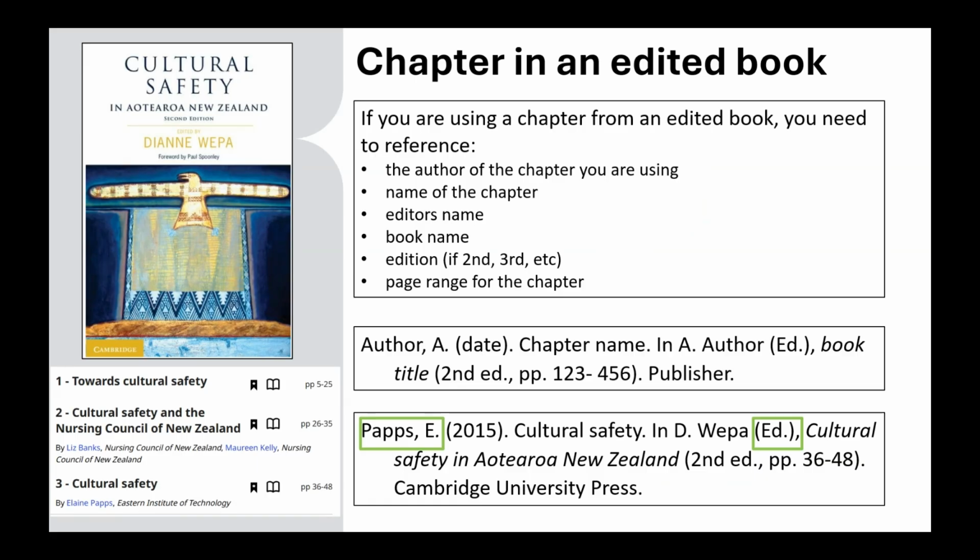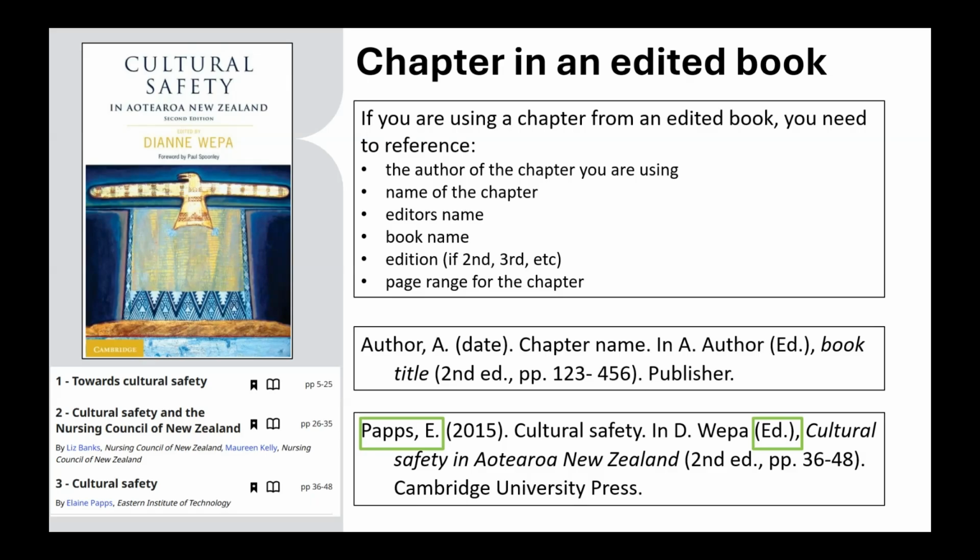Chapter in an edited book. If you are using a chapter from an edited book, you need to include in your reference the author of the chapter you're using, the name of that chapter, the editor's name, the book name, the edition, and the page range of that chapter.